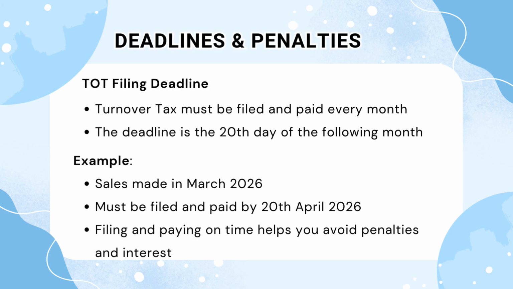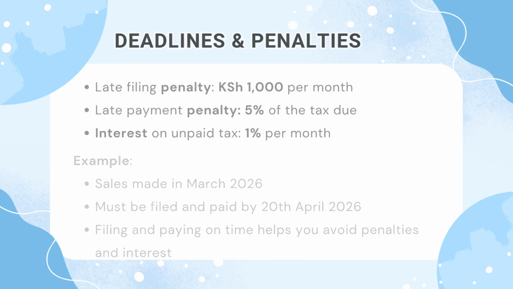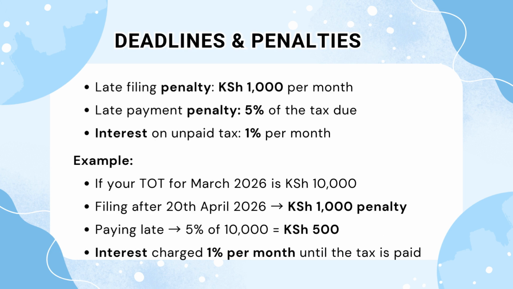So here are some deadline dates that you need to note. TOT must be filed and paid every month by the 20th of the following month. For example, if you are paying TOT for March, you must file and pay by 20th April, assuming for this year. If you file late, KRA charges a penalty of 1,000 shillings per month not filed. For instance, if you file March TOT on April 25th, that is already past 20th of April, you will pay an extra 1,000 shillings.